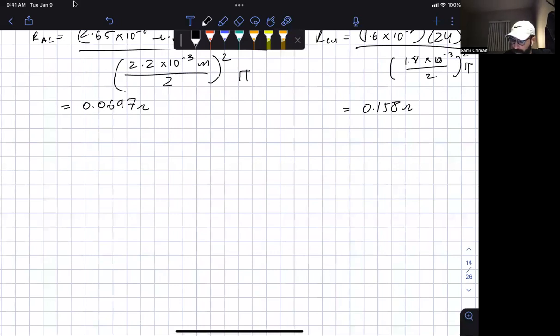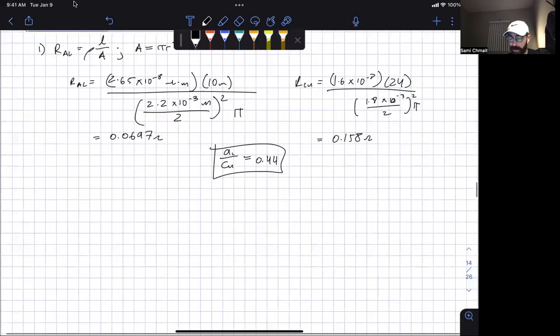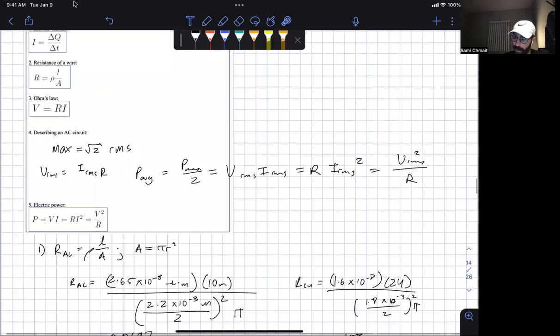We're asked to solve for a ratio. So we're going to do the ratio of the aluminum to the copper. Whenever we do a ratio, the units cancel out, so the answer comes out to the following. Pretty simple equation, just solving using that resistance of a wire equation, which is this guy right here.